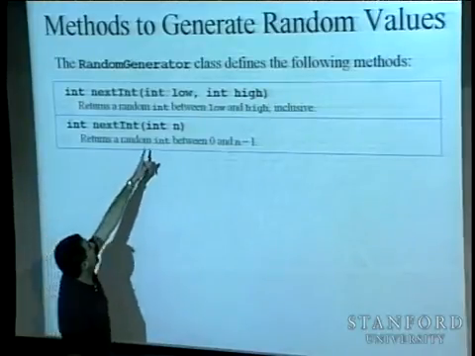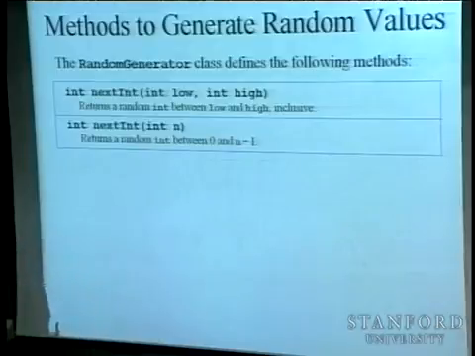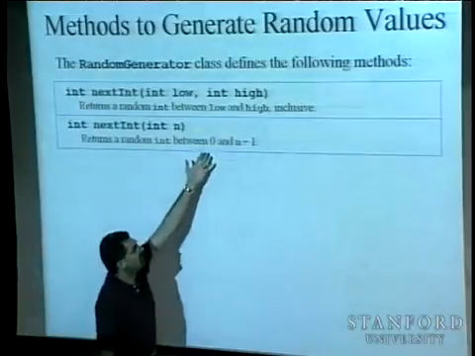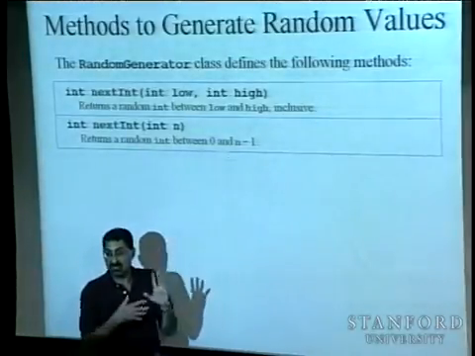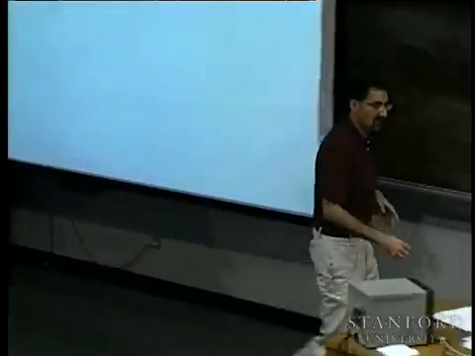Or it can take a single parameter. You can call nextInt, just giving it a single value like 10. And what you'll get back is a number between 0 and n minus 1. In that case, you would get a value back between 0 and 9, because as computer scientists, we always start counting from 0.